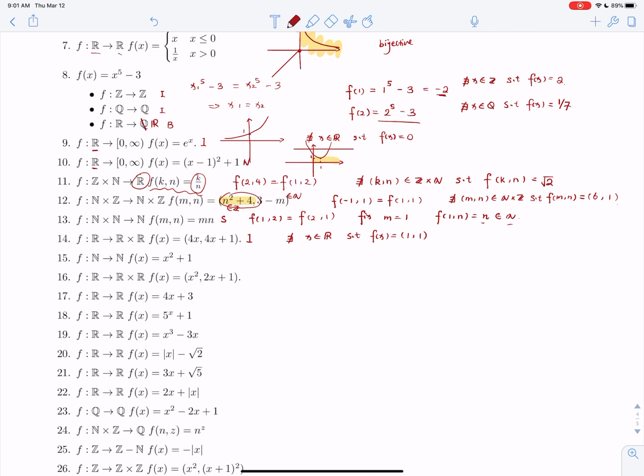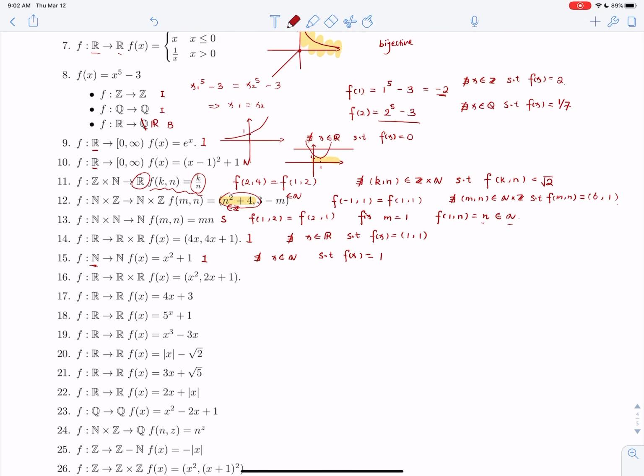Number 15. This one is definitely injective because it's from the natural numbers, so it's injective. Is it surjective? No, it's not surjective. For example, there does not exist x in the natural numbers such that f of x equals 1. Because the smallest x you can get is 1, so the smallest f of x you'll get is 2, so you'll never map to 1.